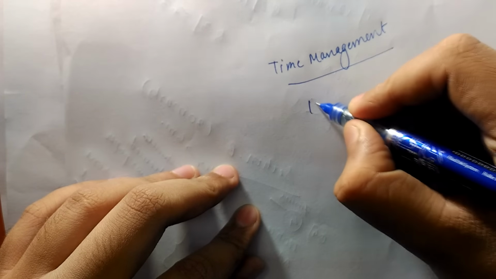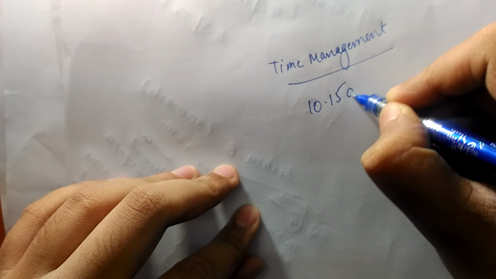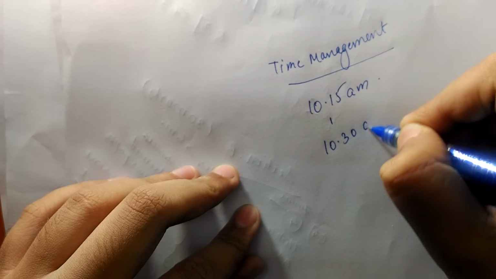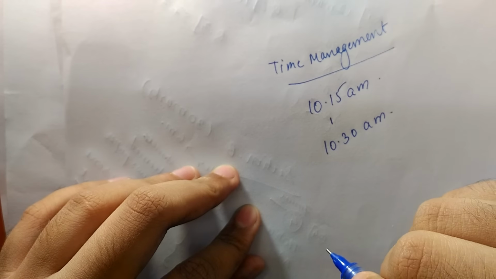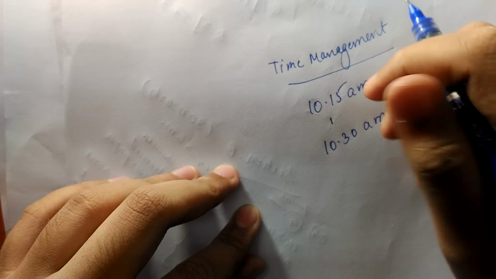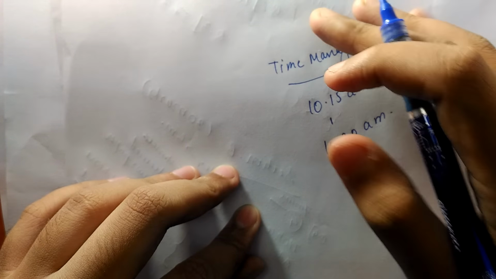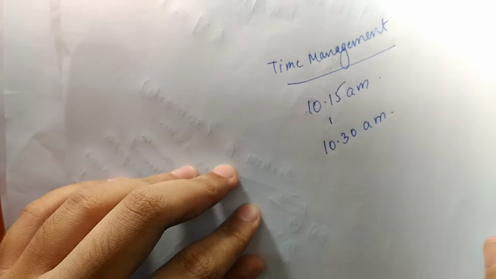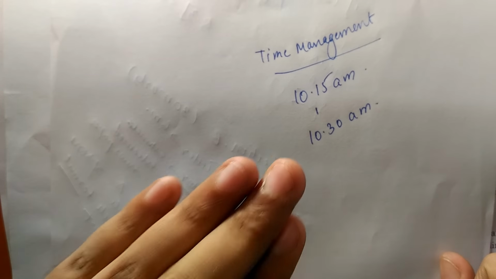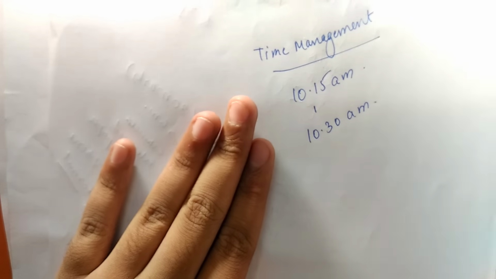The first thing in time management is that you get your papers by 10:15 a.m. From 10:15 a.m. to 10:30 a.m. you have the reading time. In this time you're not allowed to write anything on the answer sheet nor on the question paper. But one thing you can surely do in this period is that you can complete half of your reading section. How? Let's see.